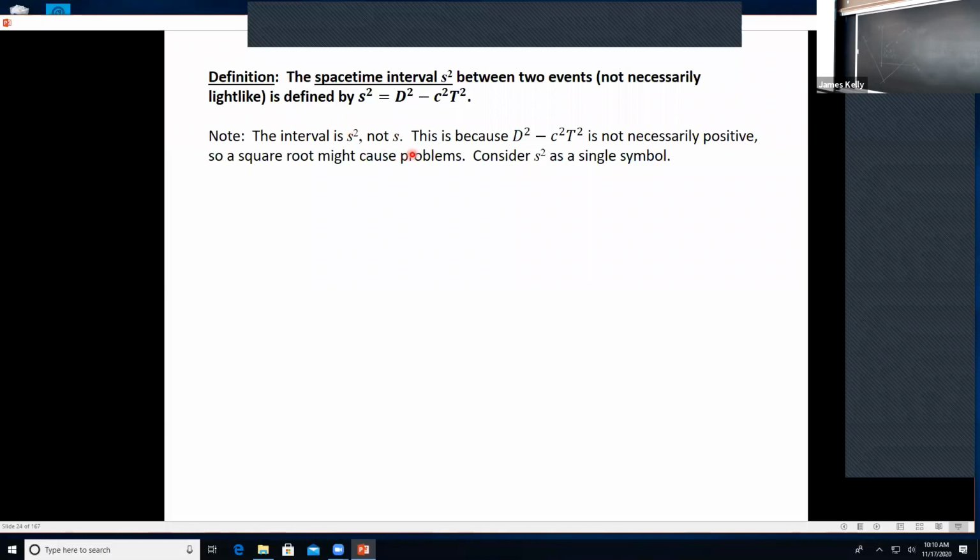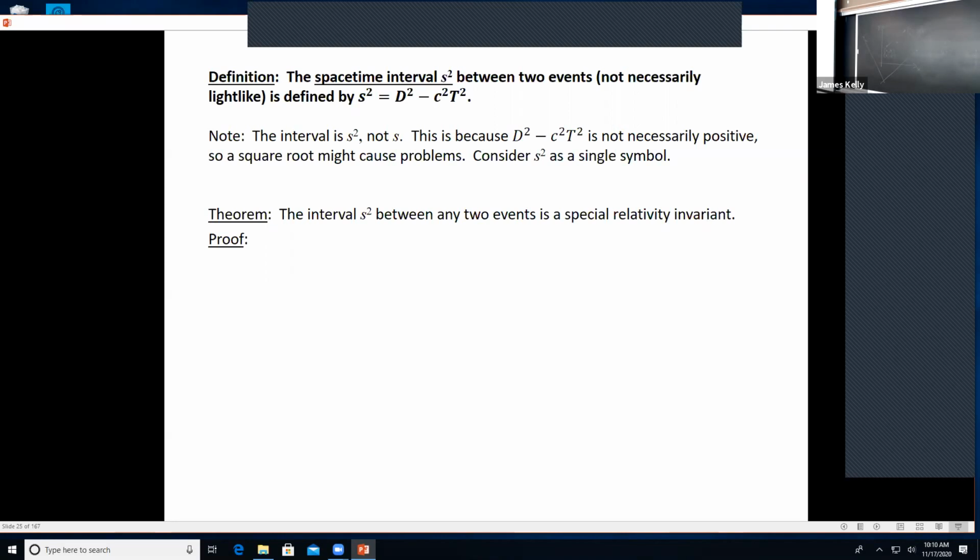So the interval is not s, it's s squared. And that's because this quantity might be negative. We don't want to take the square root, because we don't want to take a square root of a negative number. So we're just going to leave it unsquare rooted and make that the name in this case. It's still an invariant. We're going to consider s squared as just a single symbol. The square is in there to remind us of the relationship to the distance formula from Euclidean geometry.